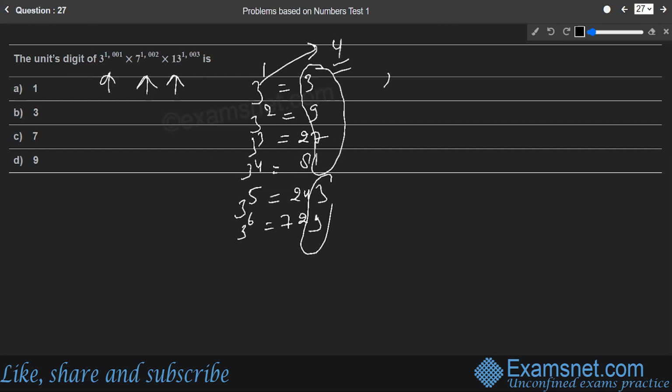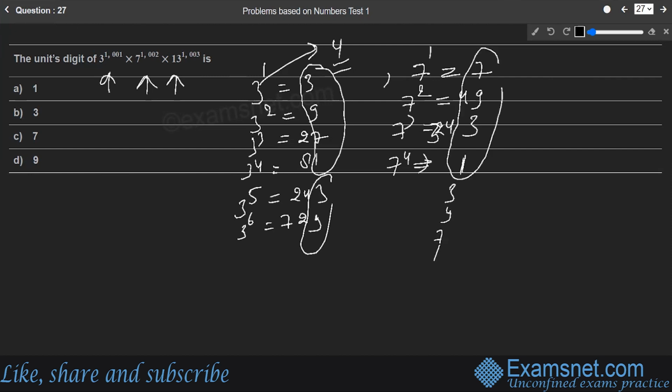Similarly, the cyclicity of 7 can be found as 7 to the power 1, 7 square, 7 cube, and 7 to the power 4. Here it will be 7, here 49, here something ending in 3, that is 343, and then something ending in 1. So it will again go like 7, 9, 3, 1. So the cyclicity of 7 is also 4, and then again the 7 comes. What use we will make of this cyclicity is that we are going to divide the powers by 4 only, so that things become easy for us.